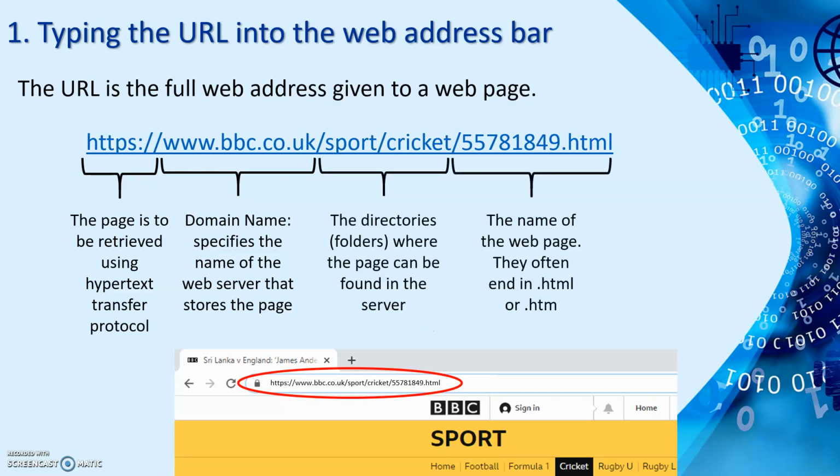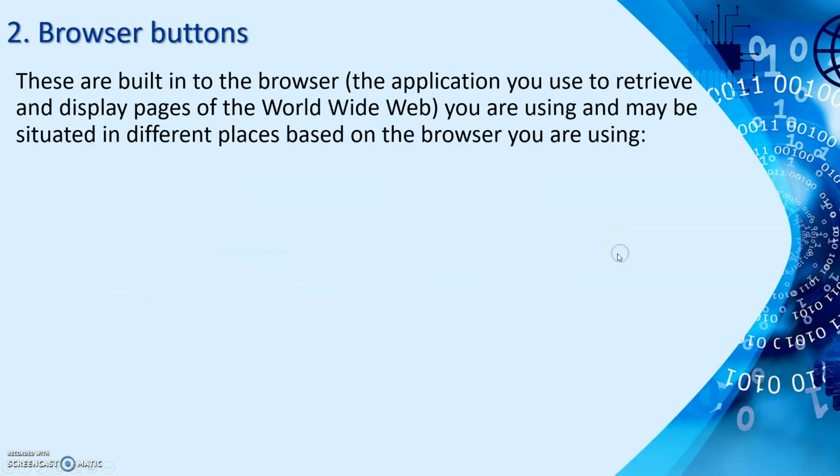Okay, so that's what we used to have to do. You used to have to type the whole web address in to actually get a web page to open up. But we've got other things we can do now. Now another way you could go to another page is use the browser buttons. And these are built into the browser. And a browser is the application that you use to retrieve and display pages of the World Wide Web.